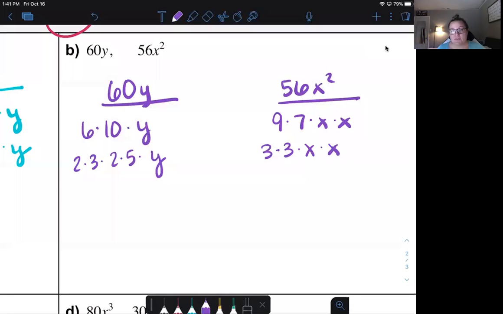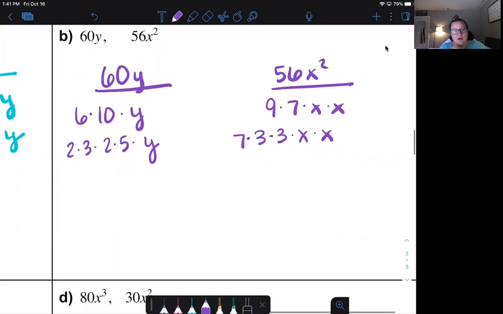So for the prime factorization of 60y, I got 2 times 3 times 2 times 5 times y. 56x squared is 3 times 3 times 7 times x times x. Then, what do they have in common? I'm going to circle what they have in common. I see a 3, and that's it.